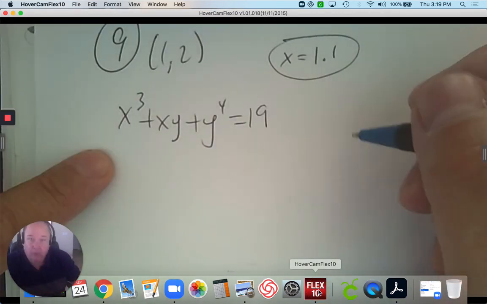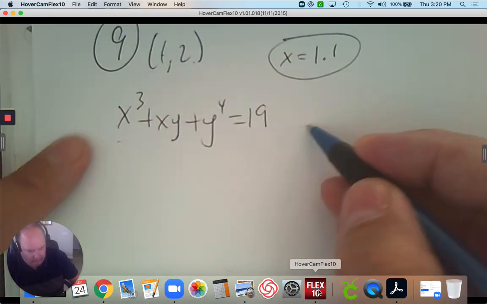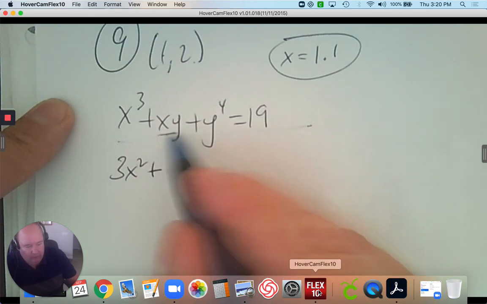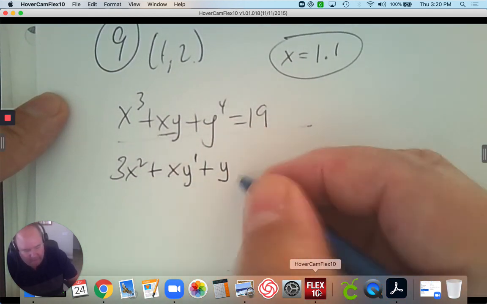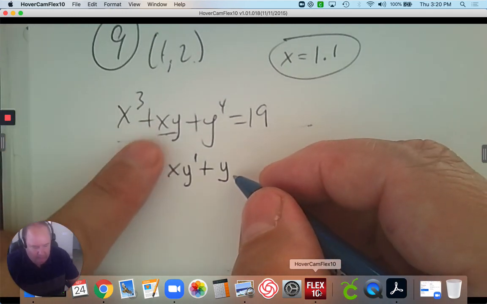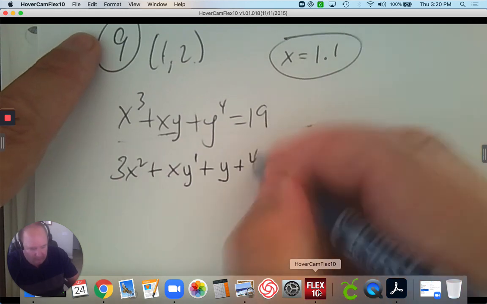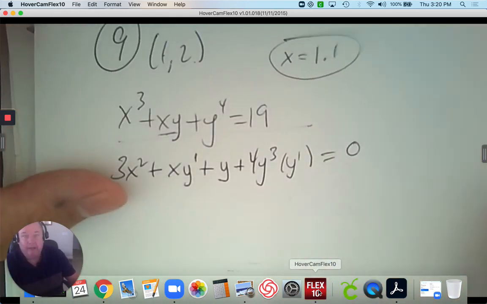So to do an equation of a tangent line, I have my x and y value. I need to take the derivative here. So let's do that. That's 3x squared. This is the product rule. So the first times the derivative of the second plus the second times the derivative of the first. So the derivative of x is 1, so I don't need it. And then the derivative of y to the 4th, but it needs the hook y prime. And the derivative of any constant is 0.